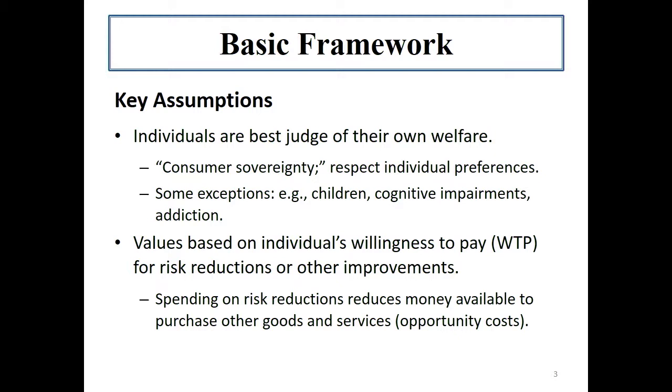The idea here is that money is a symbol of what you're willing to give up. If I spend more money on risk reductions, I'm not going to have that money to spend on other things. If the Gates Foundation spends more money on a particular program, they're not going to be able to use that same money for something else. So money is just a measure of the rate of exchange.